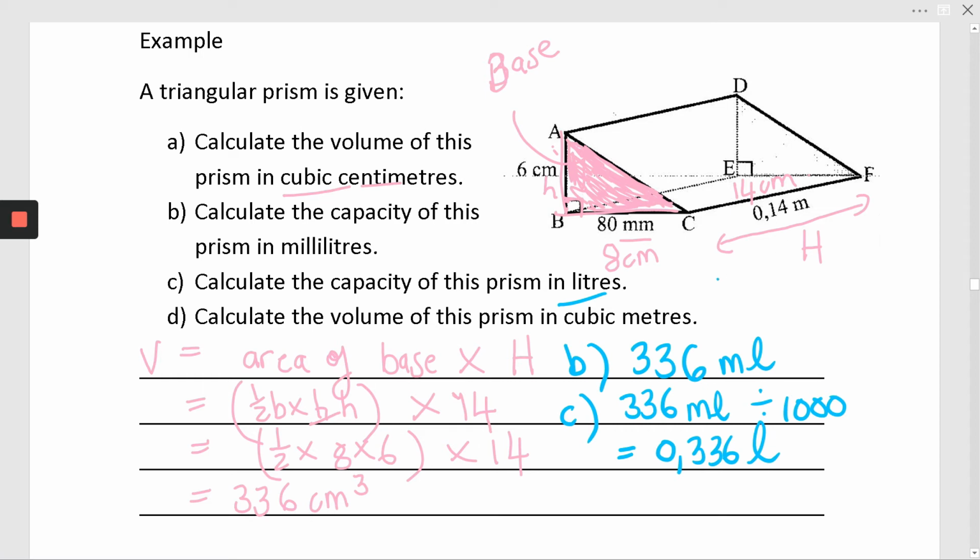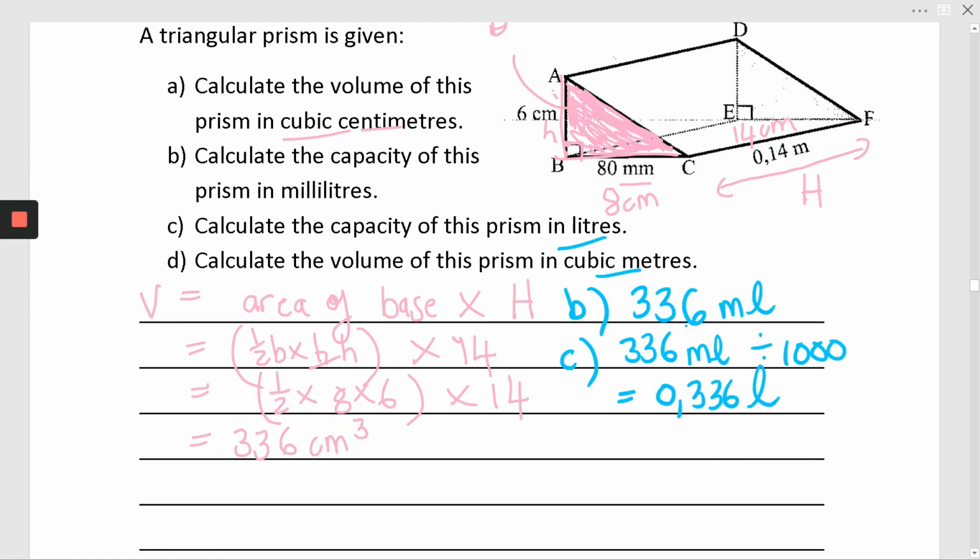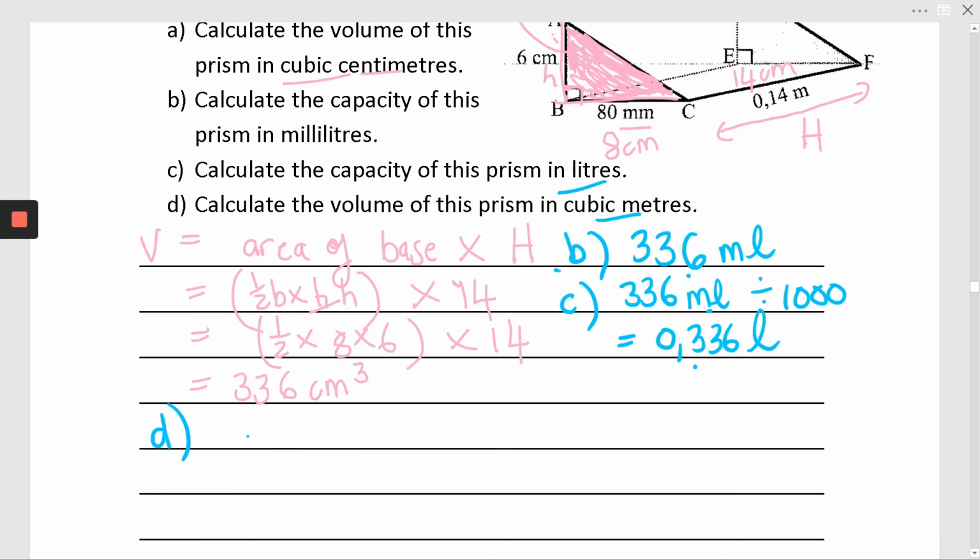The last conversion is going to require a little bit more. Now we need to get it into cubic meters. I'm not going to go via the liters route. What I'm going to do with that is I'm going to go back to my cubic centimeters and I'm going to take it from there into cubic meters. My answer for question A was 336 cubic centimeters.